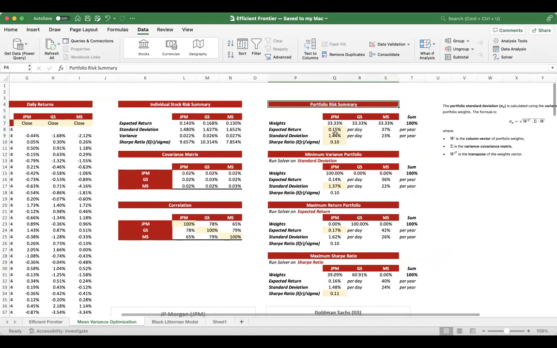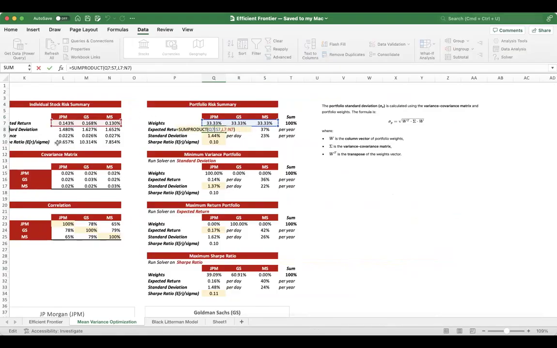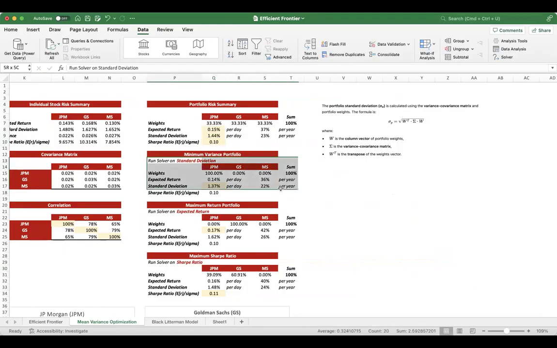But when we look at a portfolio, things become very different, because expected return is W1R1 plus W2R2 plus W3R3, where W1, W2, W3 are the weights and R1, R2, R3 are the mean returns. Similarly, the standard deviation formula becomes this for the portfolio, and the Sharpe ratio is just return divided by risk. Then we achieved minimum variance, where the standard deviation was the lowest, then maximum return, where the expected return was the highest, and then the maximum Sharpe ratio. All right, is this clear?